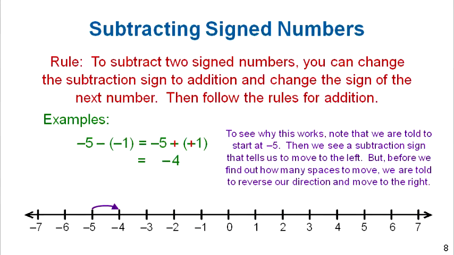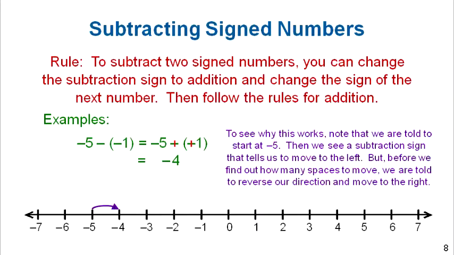To subtract two signed numbers, you can change the subtraction sign to addition, change the sign of the next number, and then follow your rules for addition. For instance, to subtract -5 minus -1, we can change the subtraction sign to addition and then change the -1 to a +1. Since we can use the concepts we discussed in the last slide to say that -5 plus +1 is equal to -4, this tells us that -5 minus -1 is equal to -4.